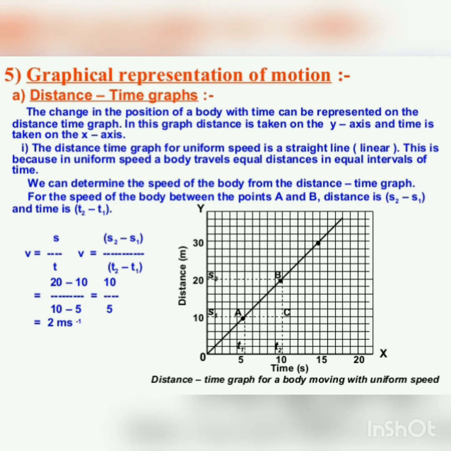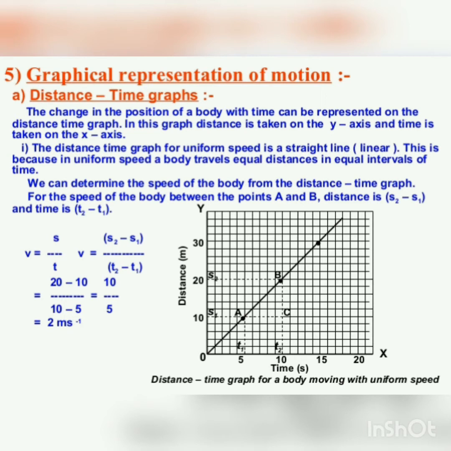So now we come to the distance time graph. The change in the position of a body with time can be represented on the distance time graph. In this graph, distance is taken on the y-axis and the time is taken on the x-axis. You can see clearly in the slide, children. The distance time graph for uniform speed is a straight line, that is linear. This is because in uniform speed, a body travels equal distance in equal intervals of time. That is nothing but the uniform speed or a uniform motion.